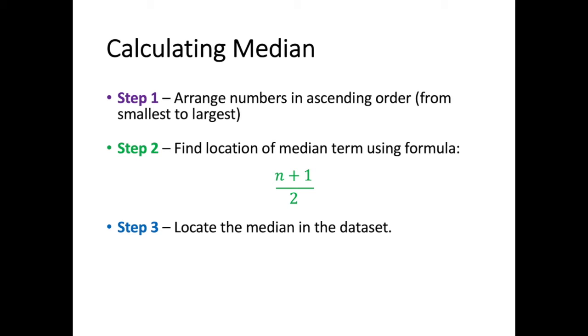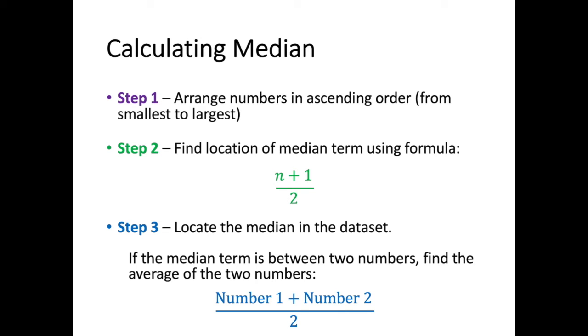That is why it is really important that the numbers are in ascending order. If in step 2, say we had 6 numbers in our data set, 6 plus 1 is 7, 7 divided by 2 is 3.5. So our median is actually between the 3rd and 4th number in our data set. When we do that, you need to locate the 3rd and the 4th number, add them together and divide them by 2. That is going to be your median number.